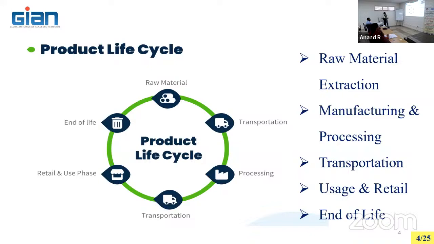So the product life cycle analysis, you can also do it. You can take different inputs: raw material, transportation, processing, right? Then the end life of this, the retail and use. So for every process you can do life cycle analysis: raw material extraction, manufacturing and processing, transportation, usage and retail. So if you are claiming that you are going to produce ammonia from water, then you need to prove that the way in which you are producing ammonia, right?